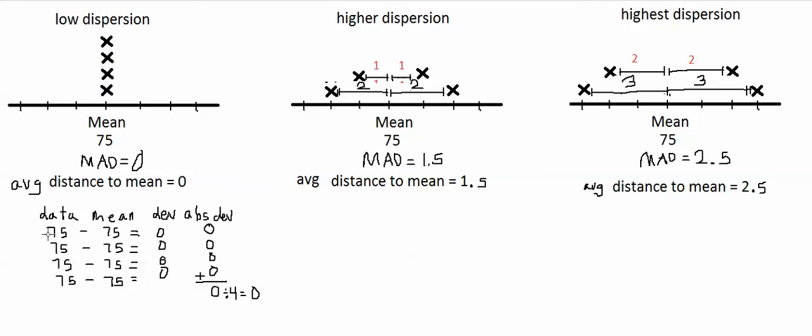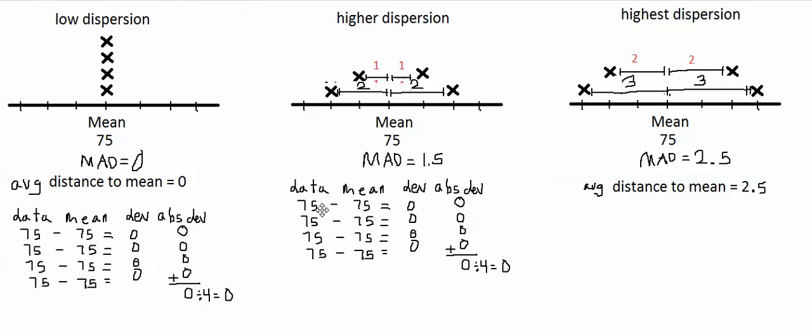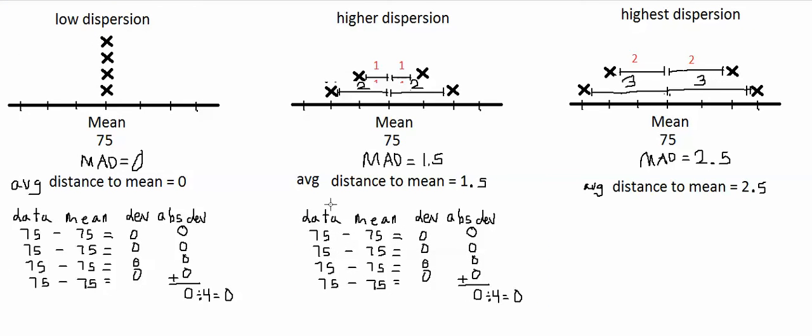Now let's do the same thing over here. Now my data values aren't all 75 anymore. One student got a 73, and one student got a 77. So my values are actually 70, 73, 74, 76, 77.